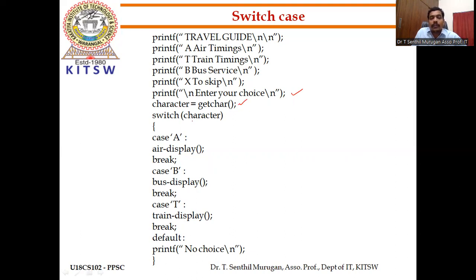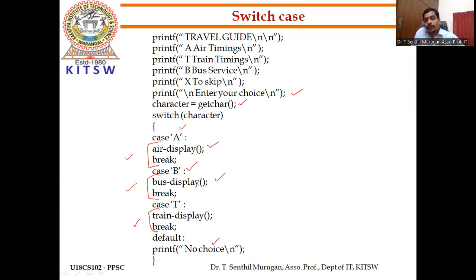It will match whatever character is there. It will check with these cases. If you give A, the air display function will work. If it is B, this function will work. So we are using the break statement. Okay. So case A goes up to this point, case B up to this point, case T up to this point. If there is no air, no train, no bus, then finally there is no choice. You print that. Okay.